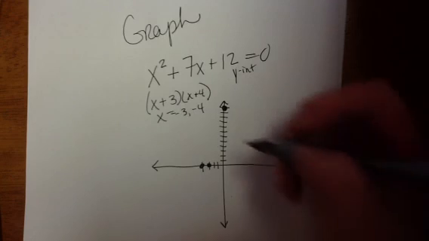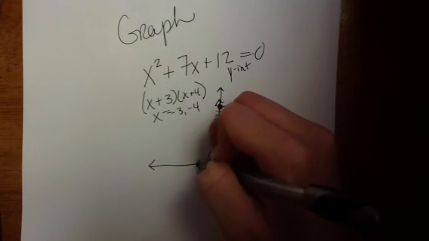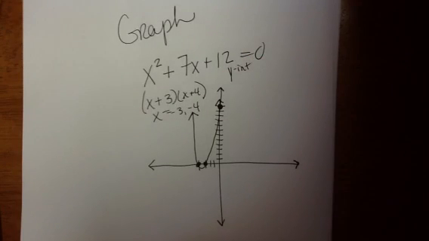Now, it looks weird. This is actually a really skinny parabola, so kind of maybe draw it that way, and then it just loops and goes like that. Do the best you can.